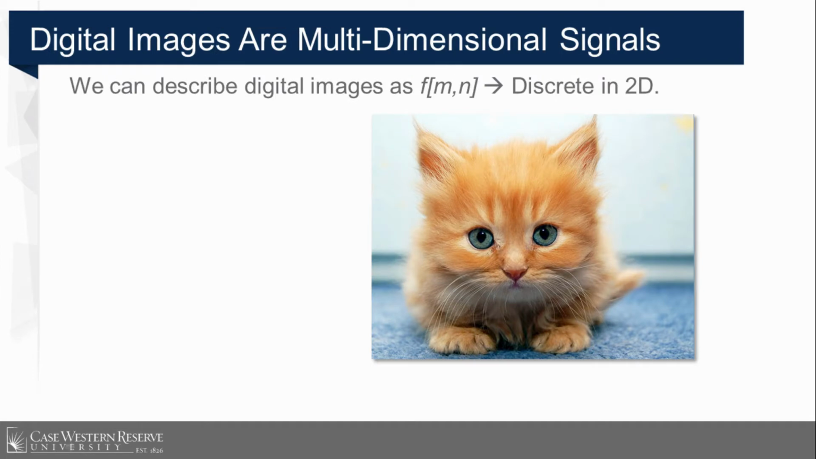The multidimensional signals that we'll mostly focus on in the next slides are digital images. So digital images are discrete two-dimensional signals that we're going to describe as f of m and n, where m and n describe the indices of the pixels in each of the two directions. So let's take a look at a couple of terms that we're going to be using over and over again to describe these digital images or multidimensional signals. And we'll use the example of this nice cute cat here.